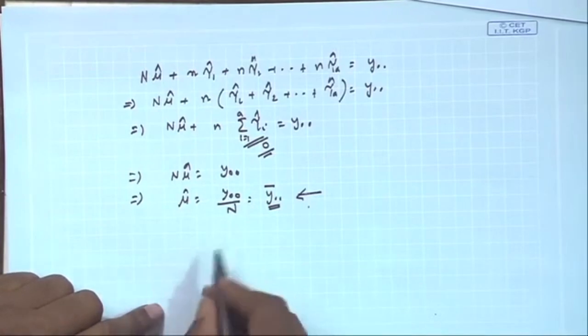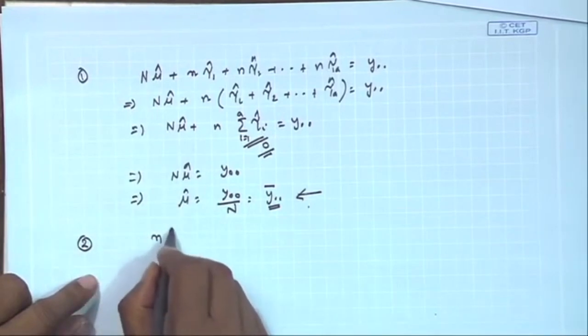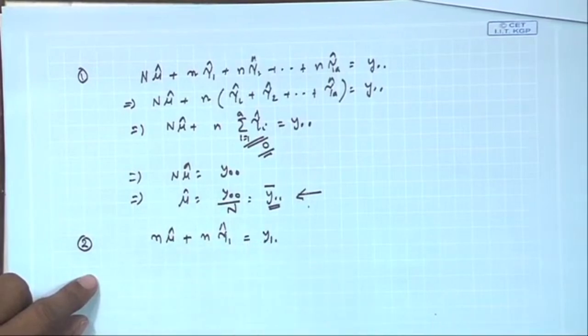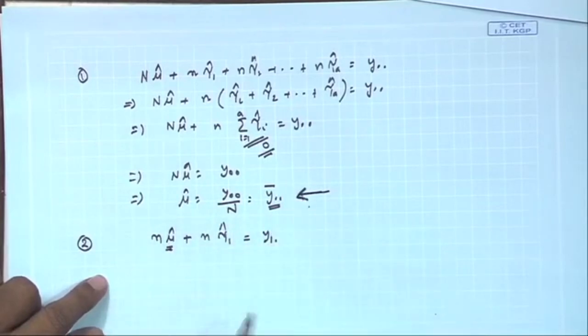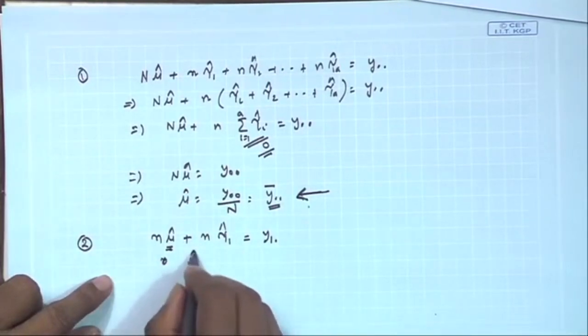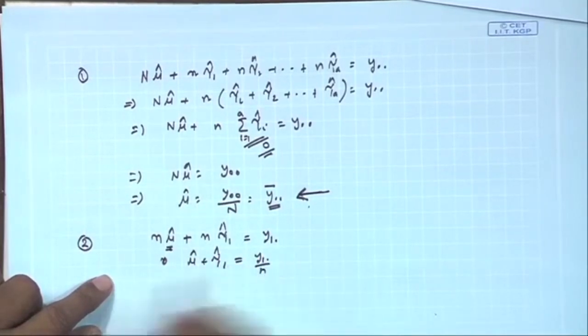Now, if I take the second equation, this is my first equation, then the second normal equation, this is n mu cap plus n tau 1 cap equal to y 1 dot. Mu cap is known, because mu cap is already estimated. So if I now write mu cap plus tau 1 cap equal to y 1 dot by n, this is nothing but the y 1 dot average.